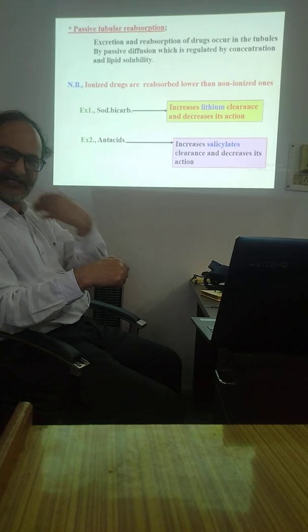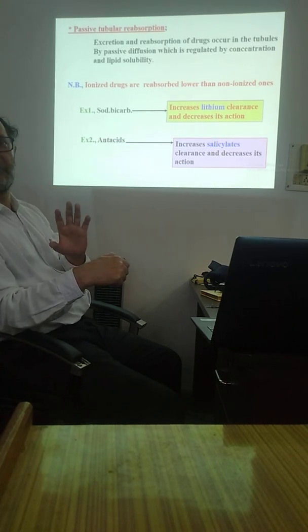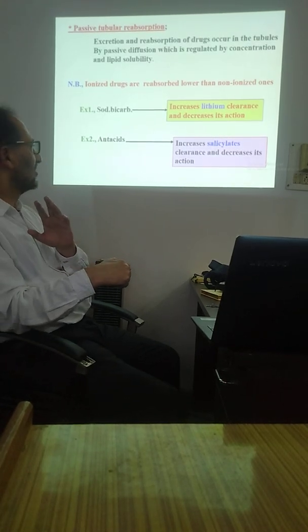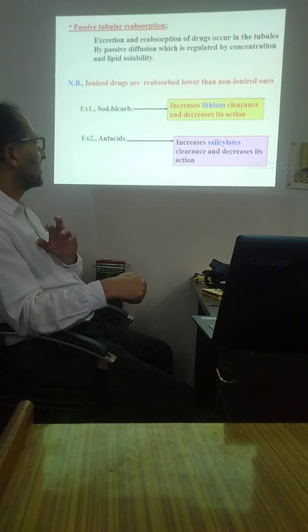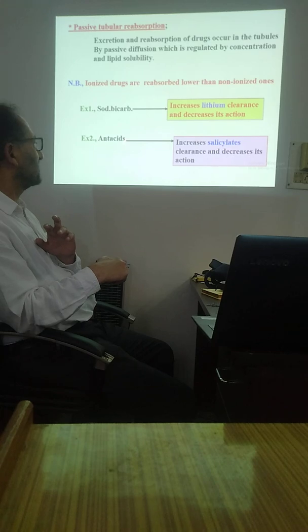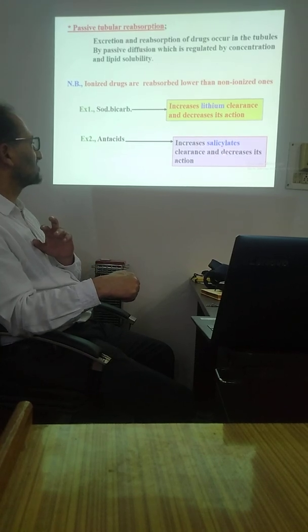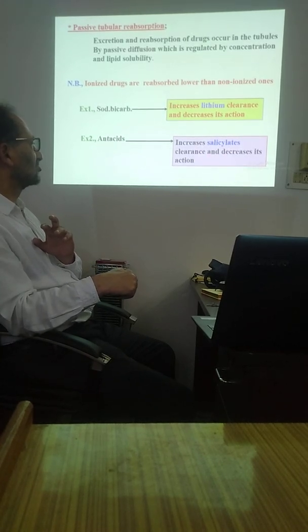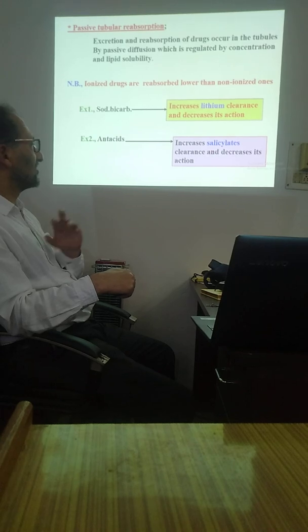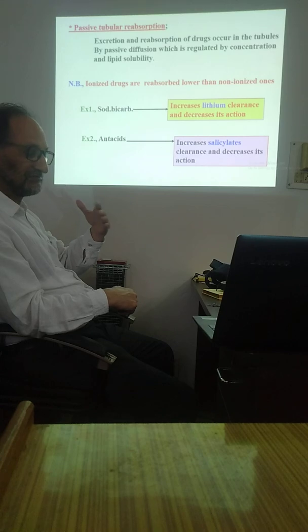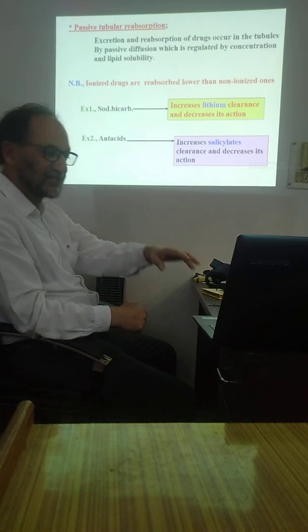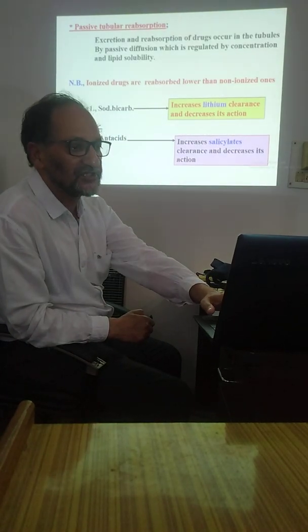Once it goes less than 0.5, so there is a manic depressive psychosis again. So when antacid is given, it increases salicylate clearance and decreases its action. So its action is decreased, because when we give antacid, the salicylate excretion is enhanced at the excretion level.